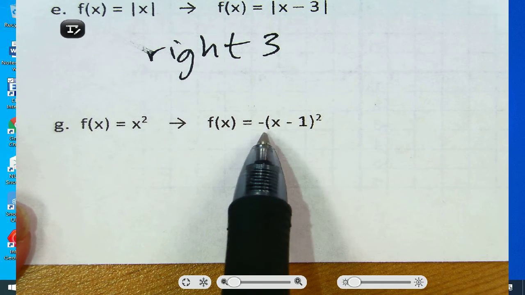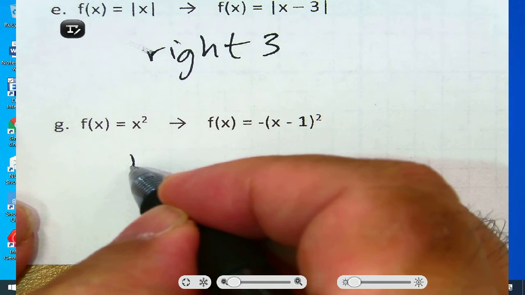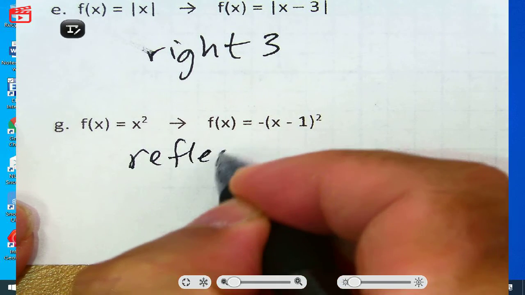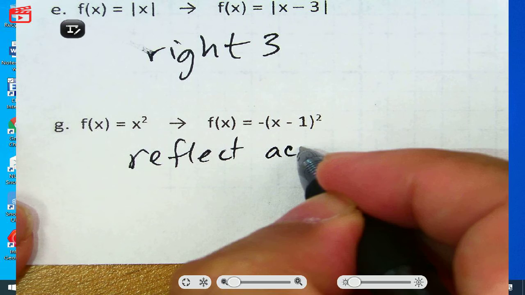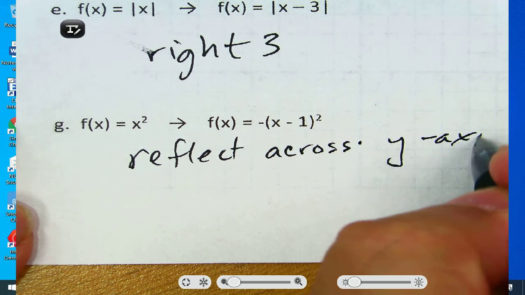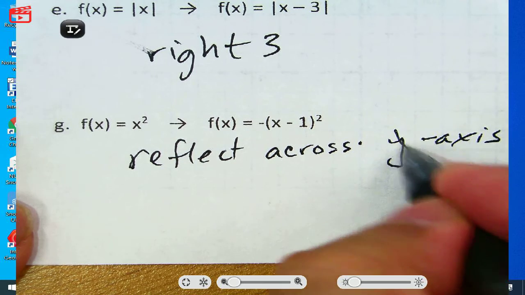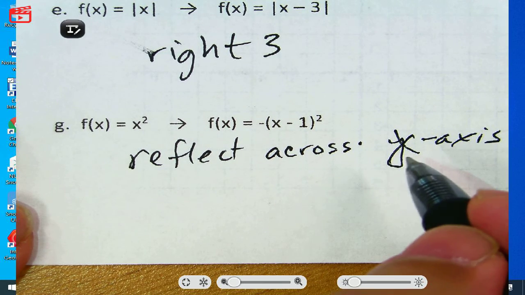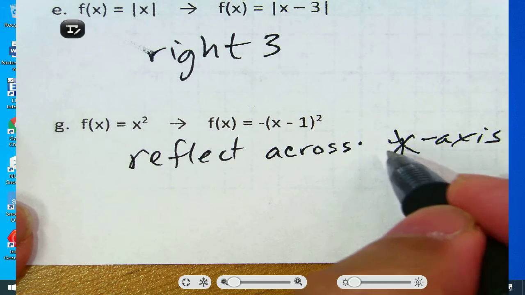So the negative sign outside makes it a reflection across which axis? Y-axis. Wait, why? Wouldn't it be X? Because last time it was on the inside? Yeah, you're right, it's X.